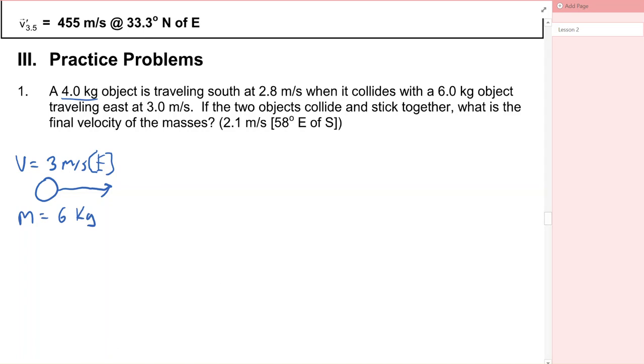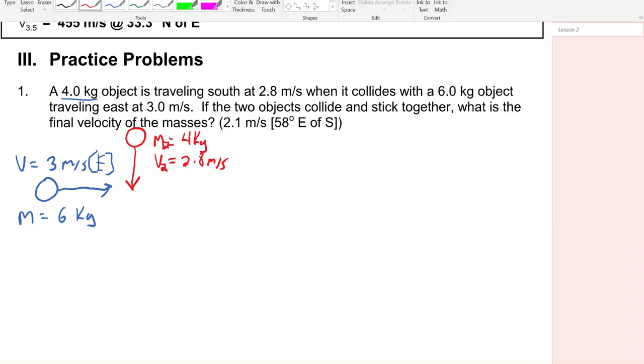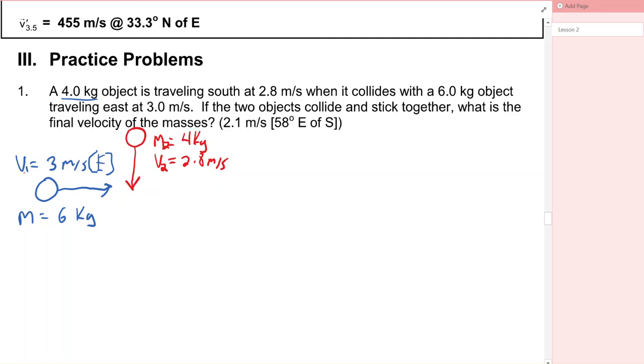And then we also have, and I'm going to make this red because it's going down, right? We've also got a ball coming down, and it has a mass of 4 kilograms and a velocity of 2.8 meters per second. Okay, and maybe let's just call this M2 and V2, and I should have made the blue one V1 and M1.